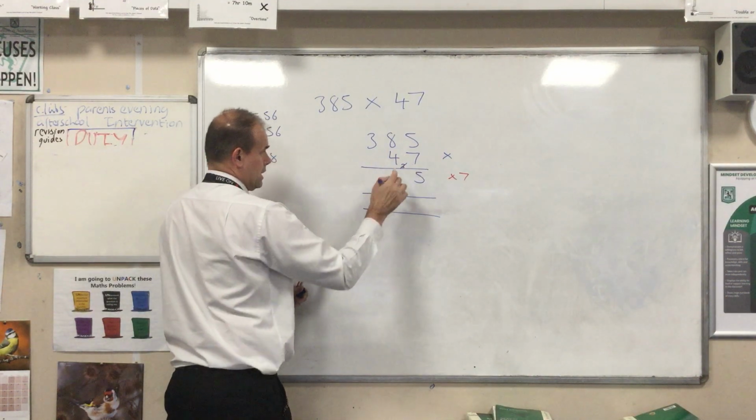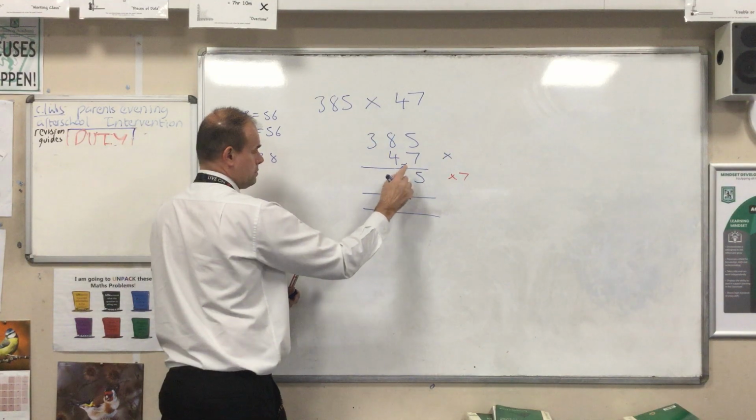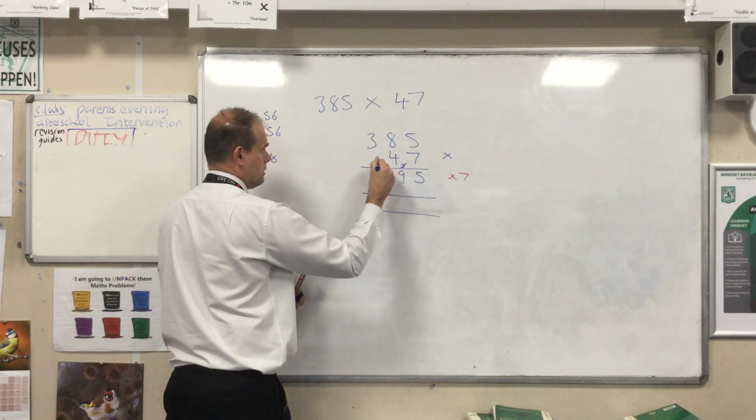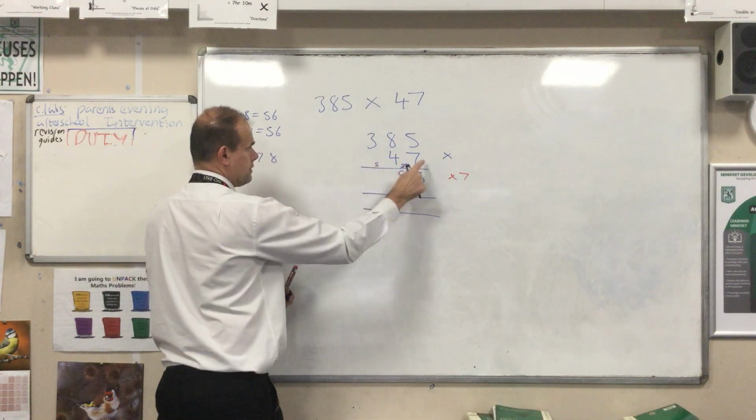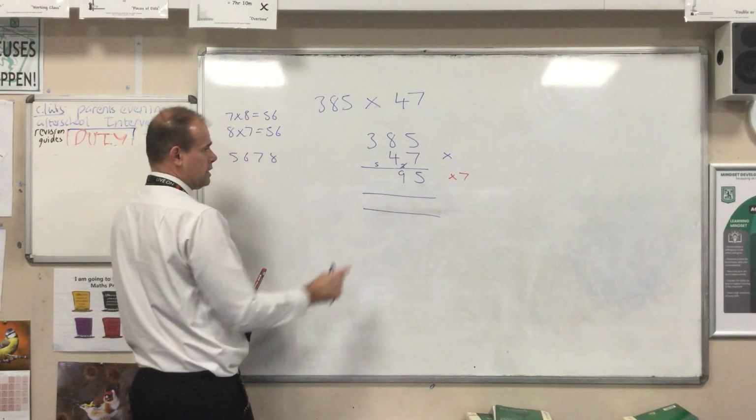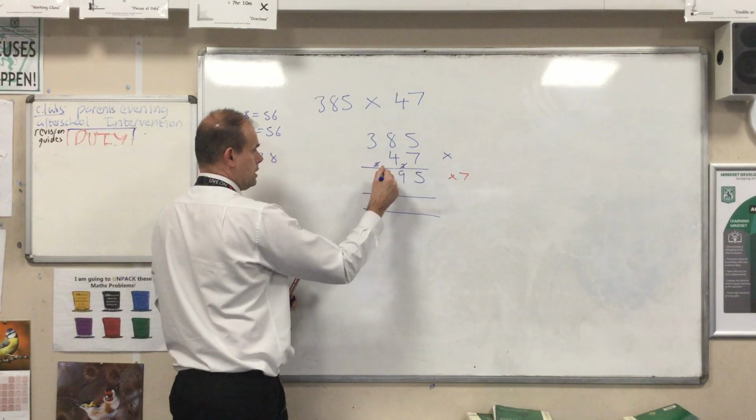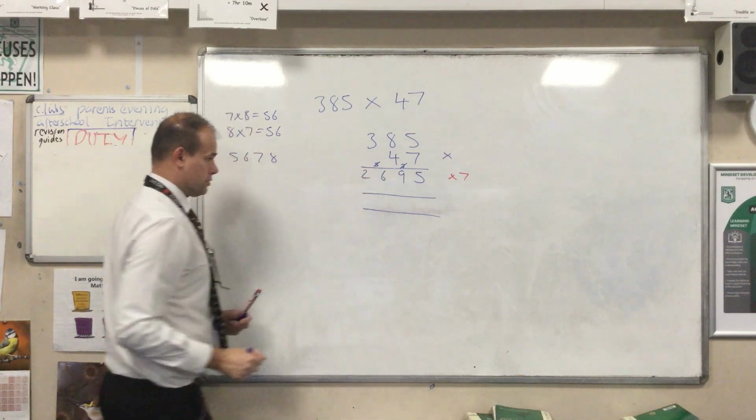Cross off the 3 because you've got to add that on, don't forget it. 8 sevens is 56, plus the 3 is 59. Put the 9 there, carry the 5 over. 3 sevens, or 7 threes, which way you want to say it, is 21, plus the 5 is 26, so 2,695.